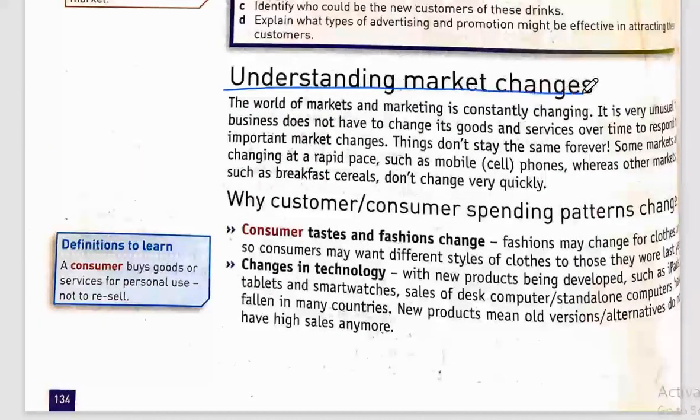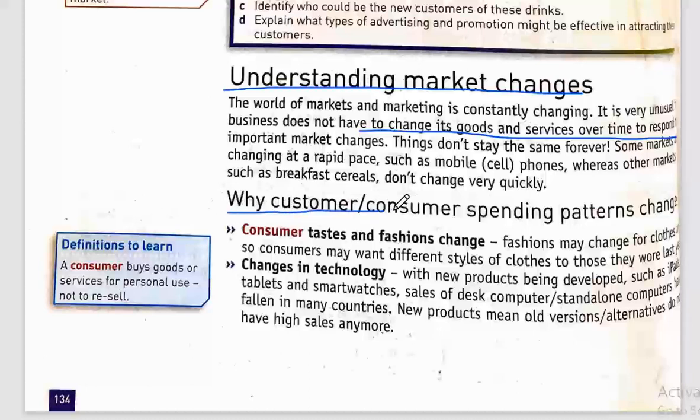Understanding market changes. You know that the market is constantly changing, and if you're not responsive to these changes, you might be outdated as a business, and you will not be able to understand the new changes in needs and in the market. Things do not stay the same forever. So as the market changes, the business should change as well, and provide goods and services that are up to date and adaptable, to be in the same lane as the market change.